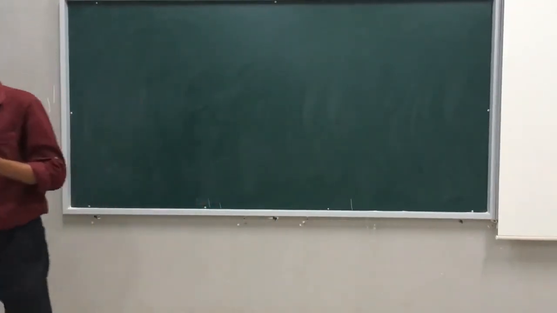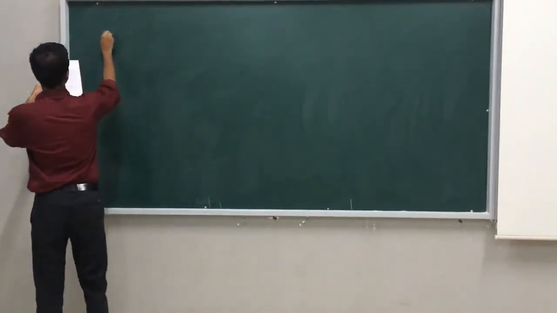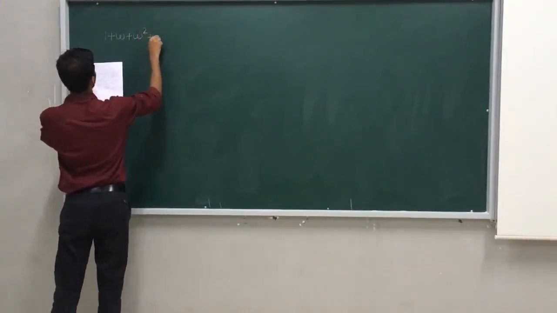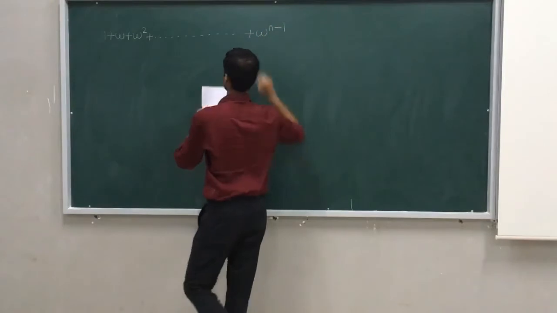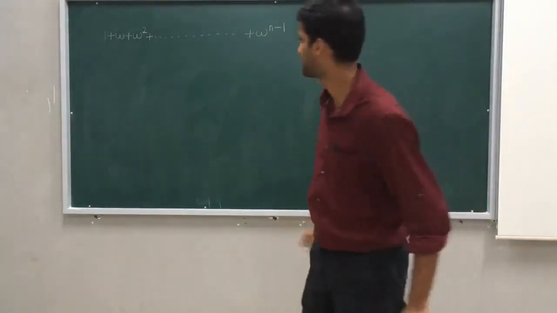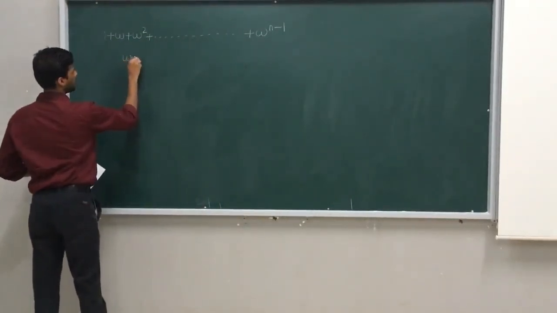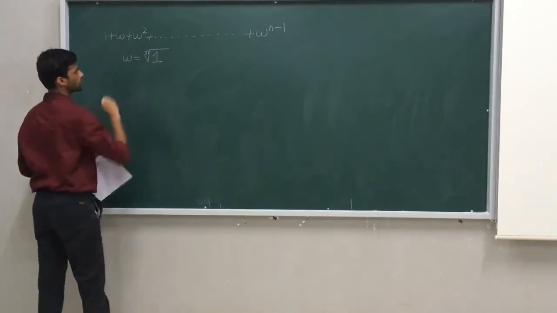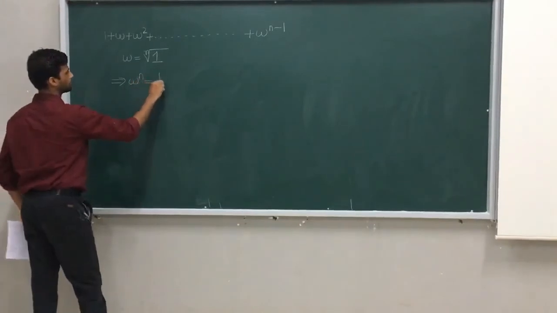If omega is nth root of unity, then what is the answer for 1 plus omega plus omega square and so on to omega raised to n? I told you, omega is nth root of unity. Unity means what? With this I can say omega raised to n is 1.